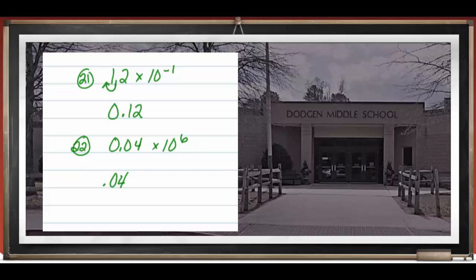So we end up with 1, 2, 3, 4, 5, 6. My decimal's going there, and we fill in each loop with a 0. So I see that I'm left with 40,000.